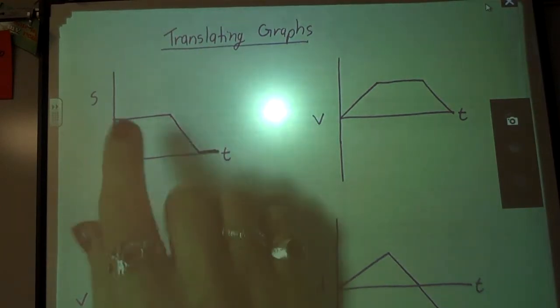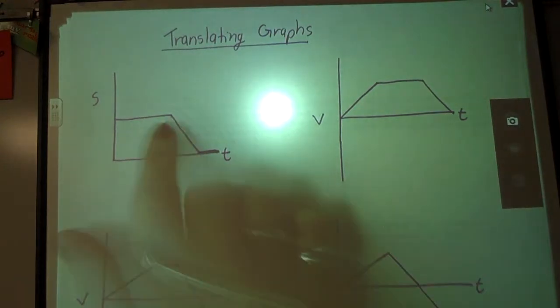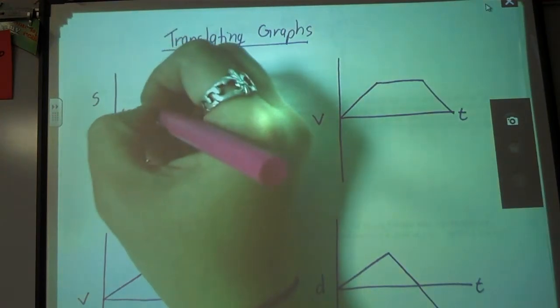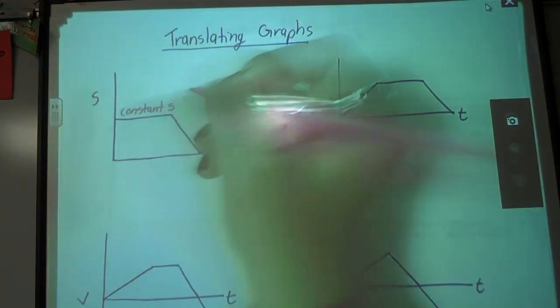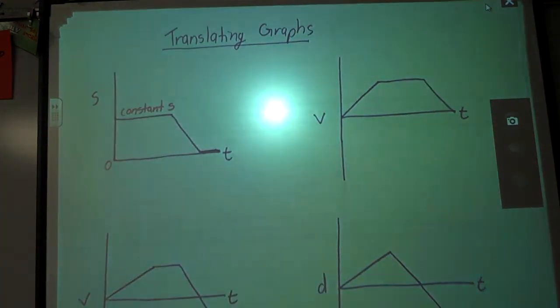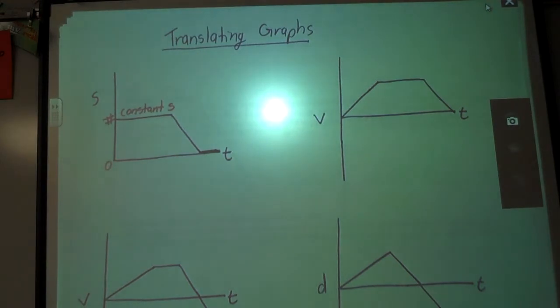what I see here, the first thing you notice is that the object is going some speed. This is a constant speed. It's not zero. I know it's not zero because, well, zero's down here. So this is some number. So my object is moving at a constant speed.